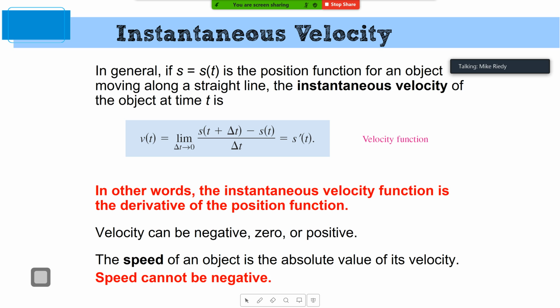And we're talking about velocity. And so, as you remember from physics, velocity can be negative, it can be 0, and it can be positive. Speed, however, is something different. Like it says, it's the absolute value of velocity. Speed is always positive. All right? Questions on that? How many of you knew this already from physics? Raise your hand. Okay.